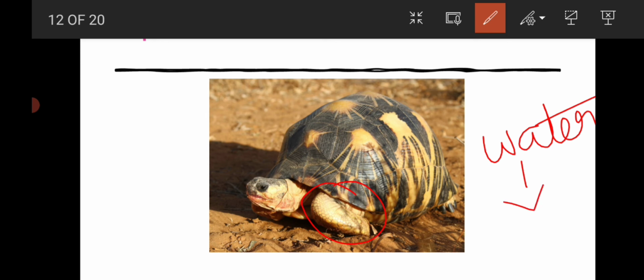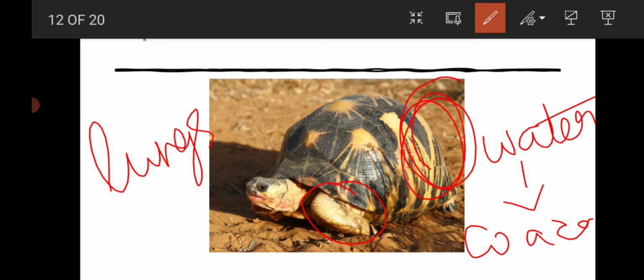So how does it respire in the water? They have a cloaca to respire in the water. Cloaca is the back part. Cloaca is present at the back of the tortoise. So in water they respire through the cloaca. But on land they have lungs for respiration. So in water they undergo cloacal respiration. On land they have lungs for respiration. So this tortoise is also an amphibian.